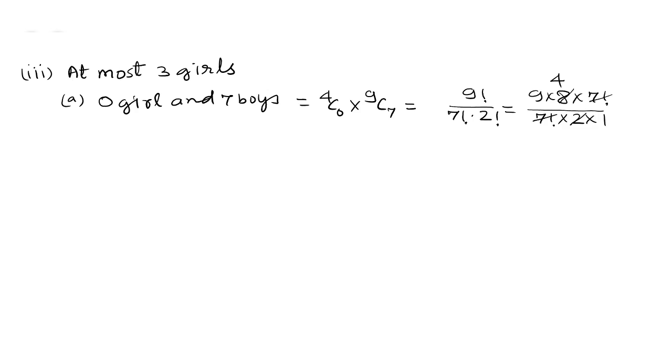So this gives us 36. 9 times 4 is 36. So 36 such committees can be formed in which there is no girl and all 7 boys.